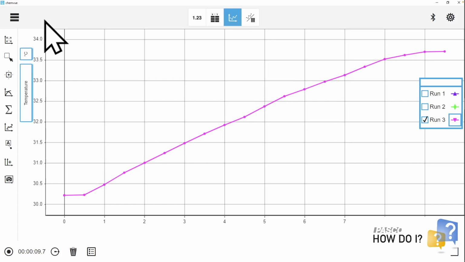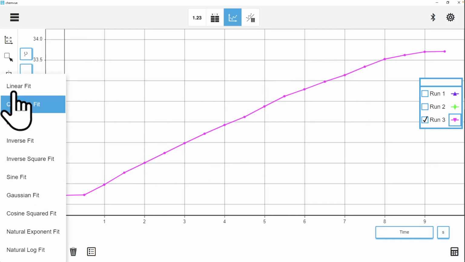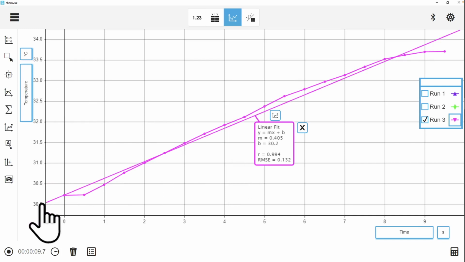How do I interpret linear fit parameters in Chemvue? This data set looks like a linear fit may be appropriate. So if you open the curve fits menu and apply a linear fit, you see that the prediction for linear fit, the model seems to fit the data pretty well.